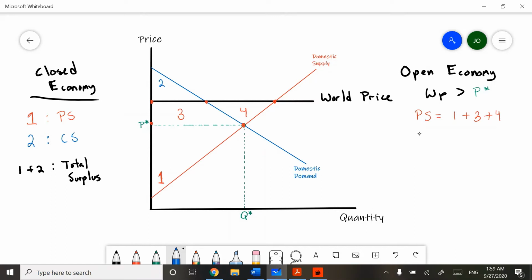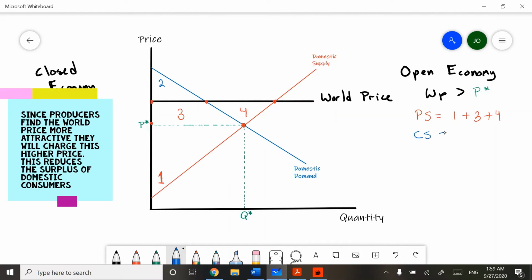As far as consumer surplus goes, we notice that area number 2 is now smaller. This is because we took part of the area that was initially from number 2 and we split it between what we see now as area number 2 and then area number 3. Area number 3 went from the consumer to the producers.